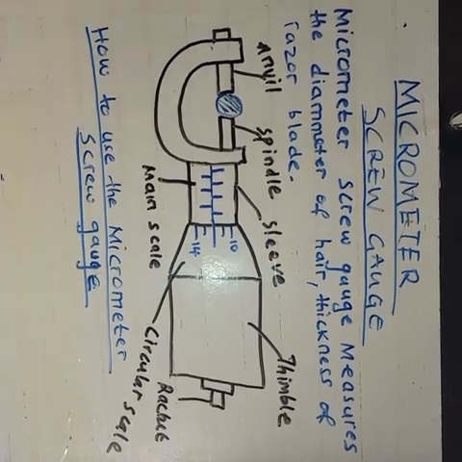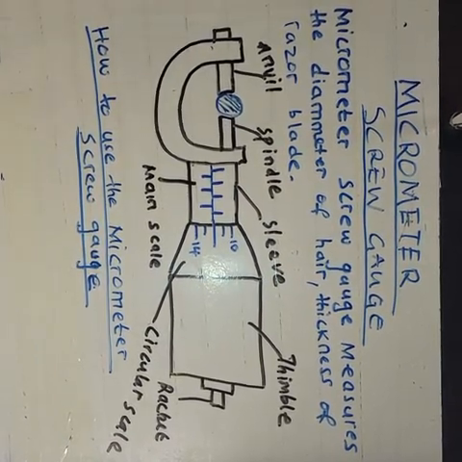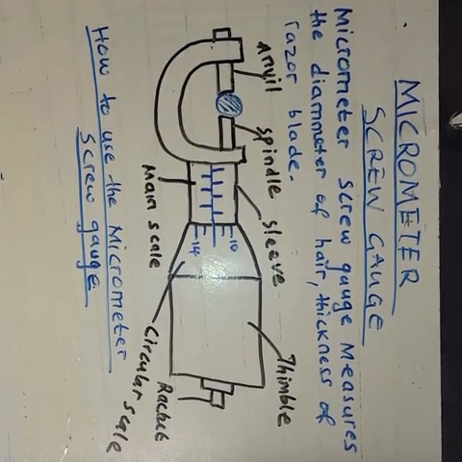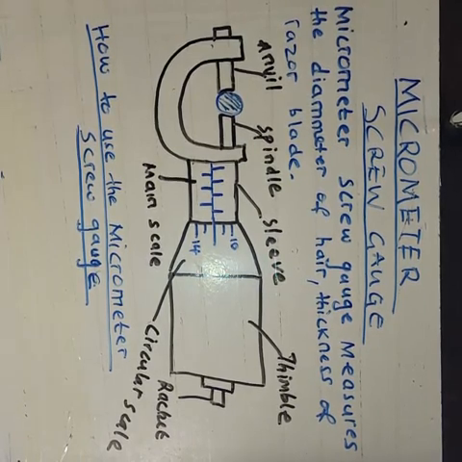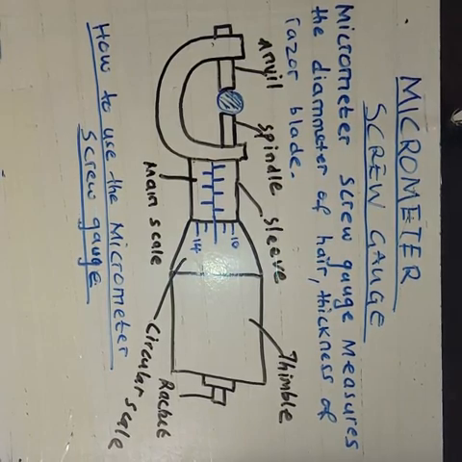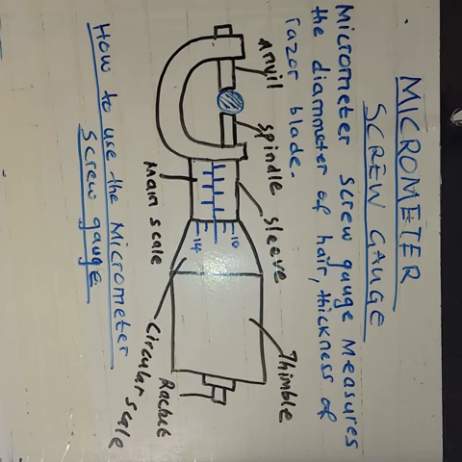The micrometer screw gauge measures the diameter of a hair, or the thickness of a razor blade. Even the thickness of a wire can be measured by the micrometer screw gauge. So this is how the micrometer screw gauge looks.